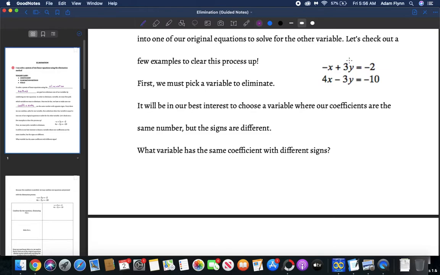So taking a look at this example, what variable has the same coefficient with different signs? Okay, if I take a look at my x's, my top x has a coefficient of negative 1, my bottom x has a coefficient of 4. If I take a look at my y's, my top y has a coefficient of positive 3, my bottom equation has a coefficient of negative 3. Okay, y would be our best candidate here to eliminate.